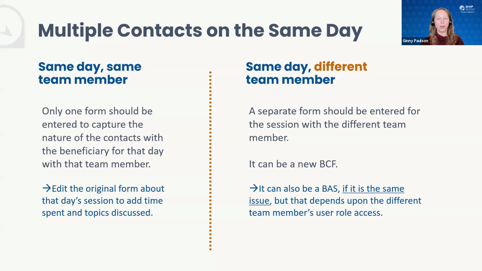It can be a new beneficiary contact form, but if that different team member is able to see the beneficiary contact that's already in STARS from their colleague, and if they are able to add a beneficiary additional session to it, they can also do that and put their name on the beneficiary additional session as the session conducted by user, even though the beneficiary contact form would have had their colleague's name as the session conducted by user. Now, based on your user role, you may not be able to do that, so you may have to enter a new BCF.